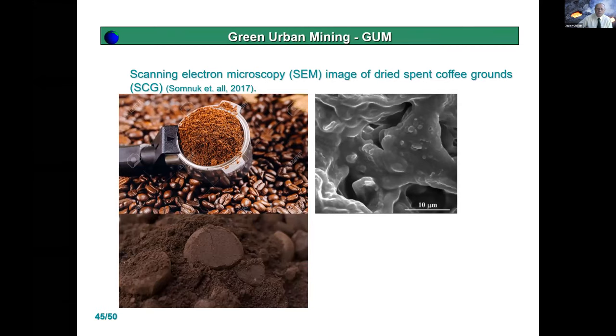Okay, some photos. On the right side, you can see a scanning electron microscopy image of dried spent coffee grounds. So what are spent coffee grounds? They are mostly organic material, so-called gray organic material with a lot of nitrogen. Most of it is wood. You can get spent coffee grounds in bars and cafeterias. You can see the coffee after grinding, and after use, the spent coffee grounds.